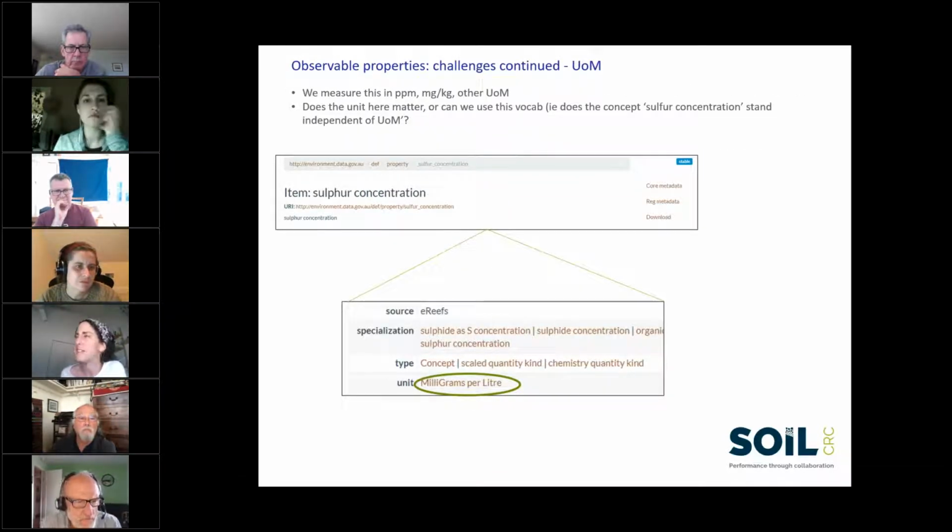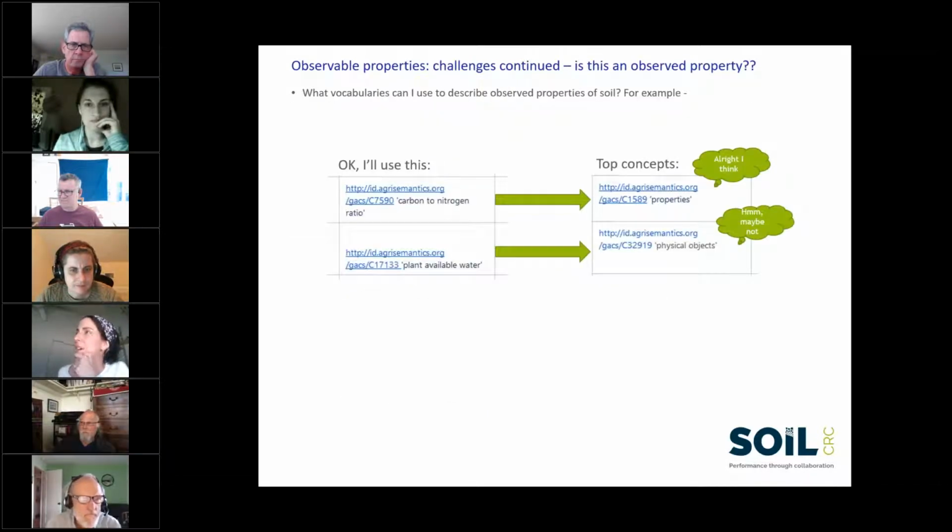So I don't know the answer to this one. You guys could probably tell me. So here's one: we've got sulfur concentration in a vocabulary in a collection, and the unit is milligrams per litre, and we want to use it with the unit of measure ppm or something like that. So you go, oh, is that actually part of that concept, or is that independent? Like, can I still use that while that milligrams per litre is sitting in there? Yeah, I'm not 100% sure.